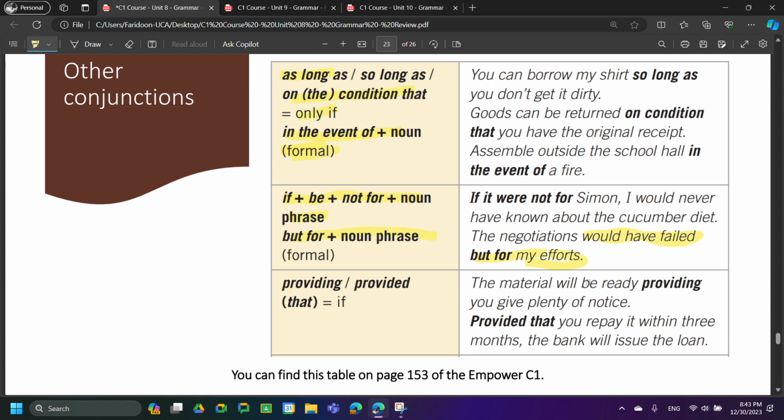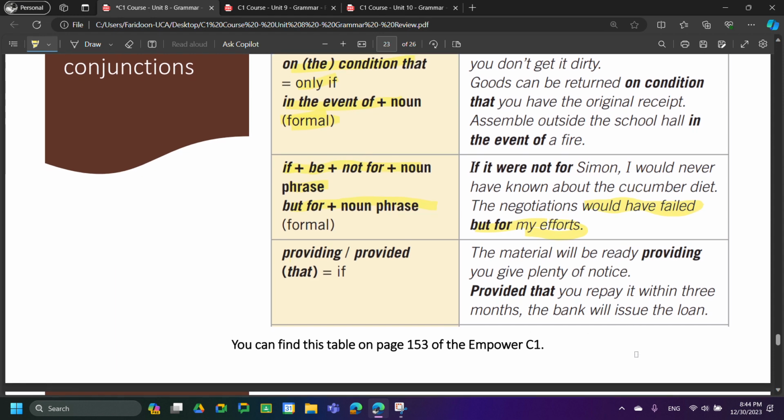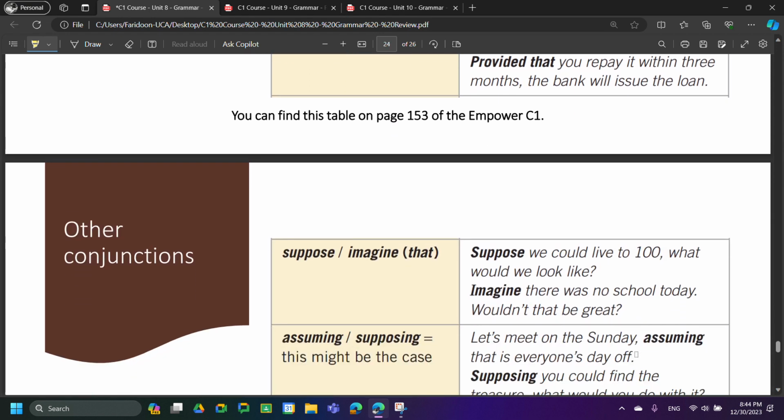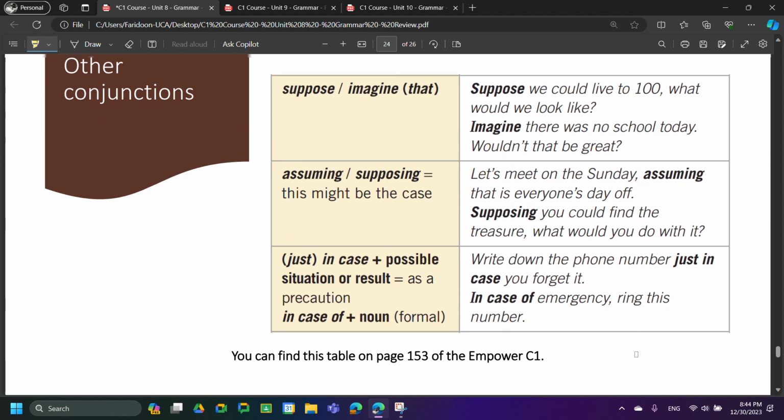Okay, the material will be ready providing you give plenty of notice. Means that if you give a lot of notice to us, if you give plenty of notice, the material will be ready for you. And provided that you repay. Okay, provided that you repay it within 3 months, the bank will issue the loan. Means that if you repay it, or if you're willing to repay it within 3 months, the bank will issue the loan or approve the loan in a way.